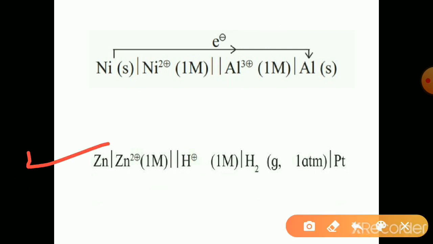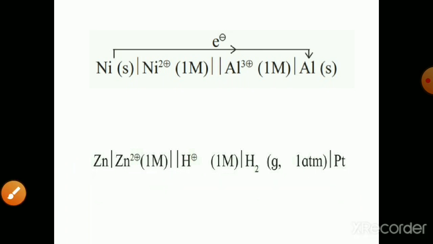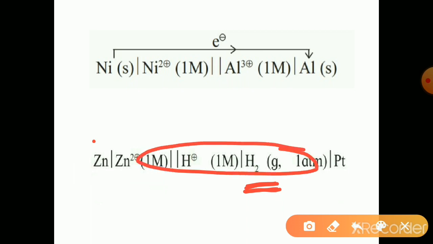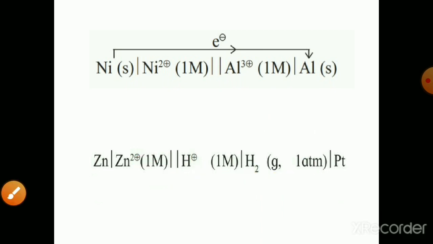See this representation, it is a little different from the previous one. This is the oxidation half. This is the reduction half. But here a gaseous substance is obtained, which is indicated in the interior part of the cell representation. If a gaseous species is obtained, or if any precipitate is obtained, it is shown in the interior part of this cell representation.